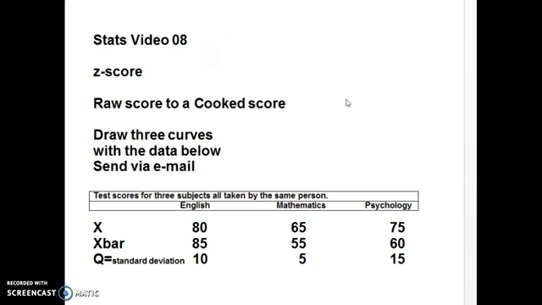So starting out, we have an X. This is the score that the individual achieved in English, 80, the same person in mathematics, 65, and in psychology, a 75. Now remember, each of these scores will go on 1 curve, so you will have 3 curves. Now I have X bar.